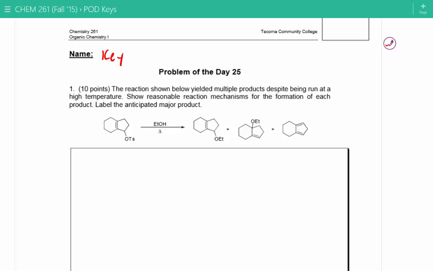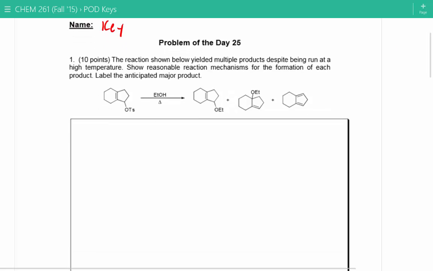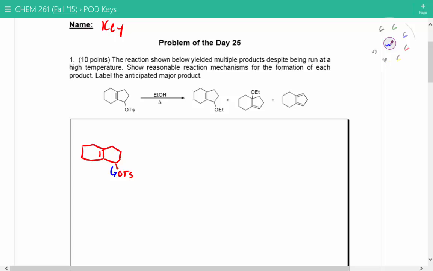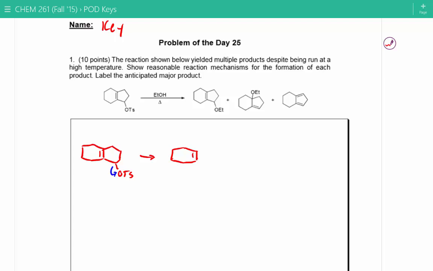Does that favor one sort of reaction type? What do you guys think? E1 and SN1. Okay, so I agree with that. The first thing we have to do with an E1 or SN1 reaction is what? Yeah, loss of our leaving group. So in this case, we can have our tosylate fall off. And when we look at our intermediate, it doesn't appear very stable at first. It doesn't look very stable.